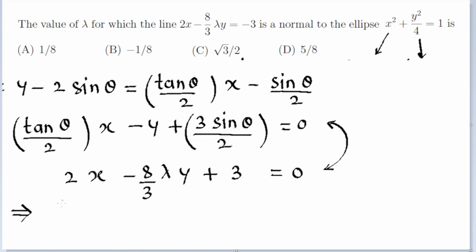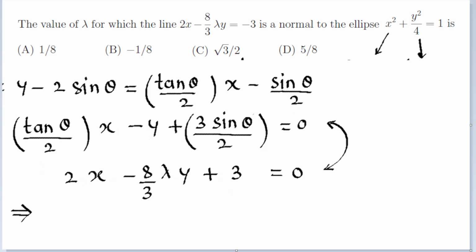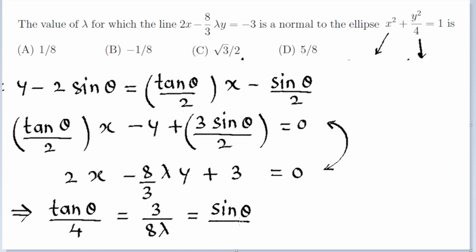So therefore we can compare the coefficients. That means we must have the ratio of tan theta by 2 divided by 2 equal to minus 1 upon minus 8 by 3 lambda, and that further equals 3 sin theta upon 2 divided by 3. So therefore what shall we get? We will get tan theta divided by 4 equal to 1 divided by 8 lambda by 3. So we will get 3 divided by 8 lambda, which further is equal to sin theta divided by 2, right?